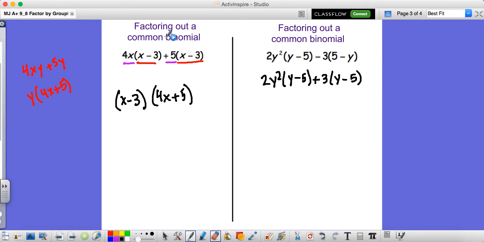And now what we can do is factor out our common binomial again. We have y minus 5 and y minus 5. So we'll write our y minus 5 on the outside, and we're left on the inside with 2y squared plus 3. And 2y squared plus 3 won't factor at all, so we can just leave our answer like this.